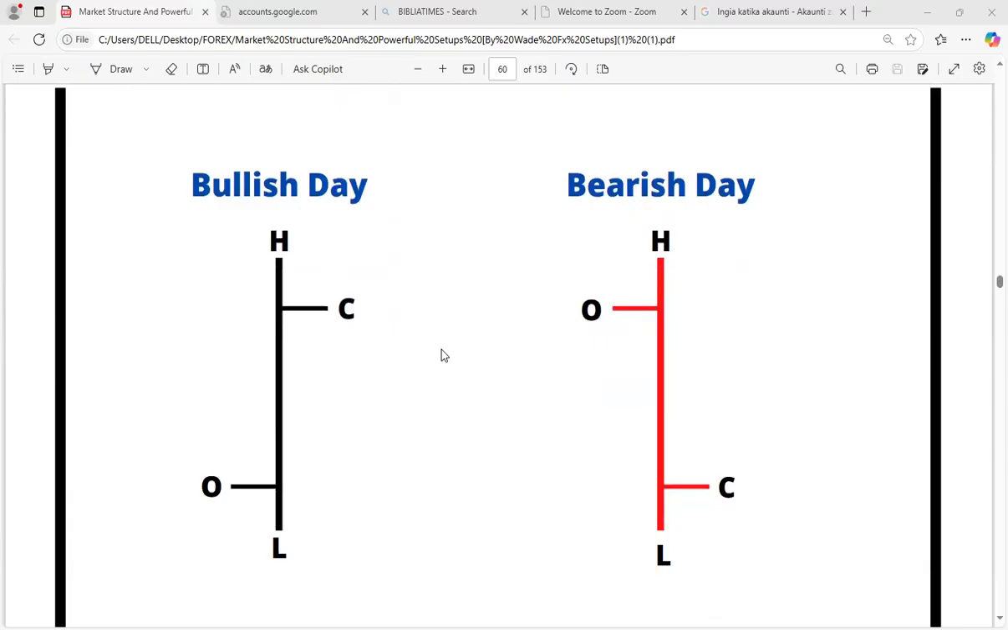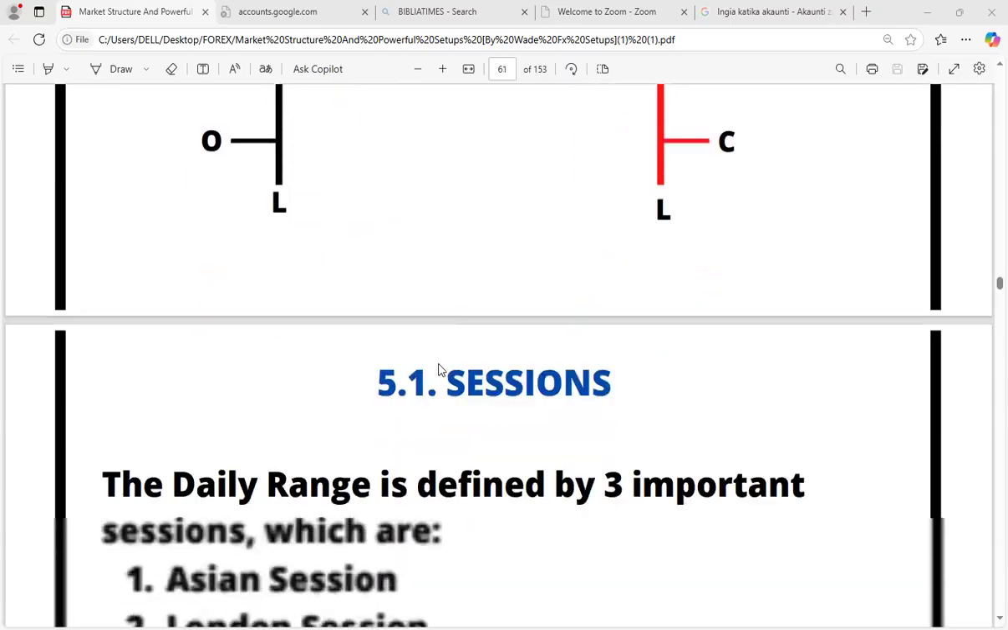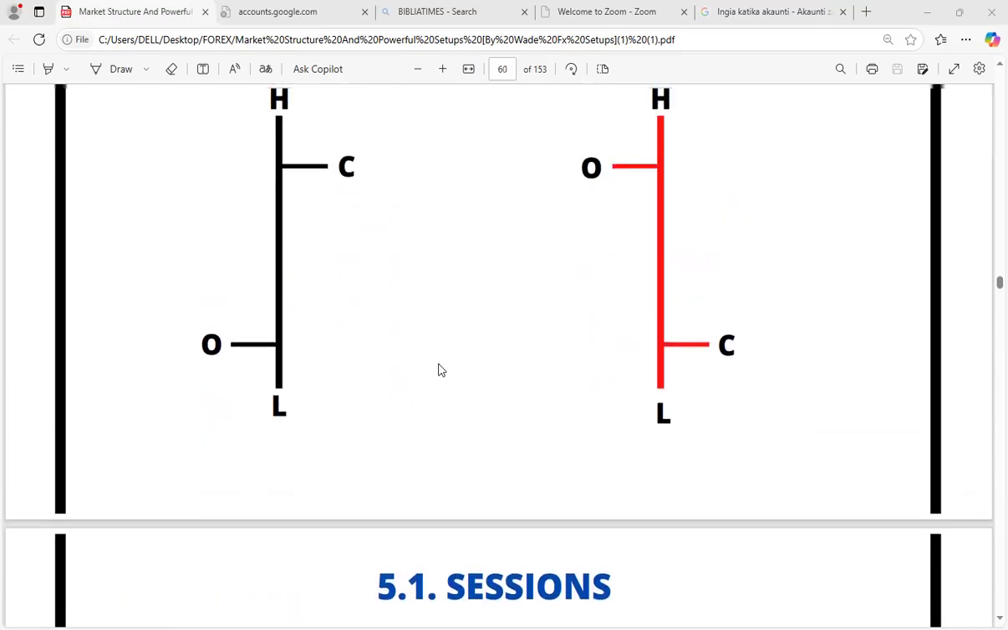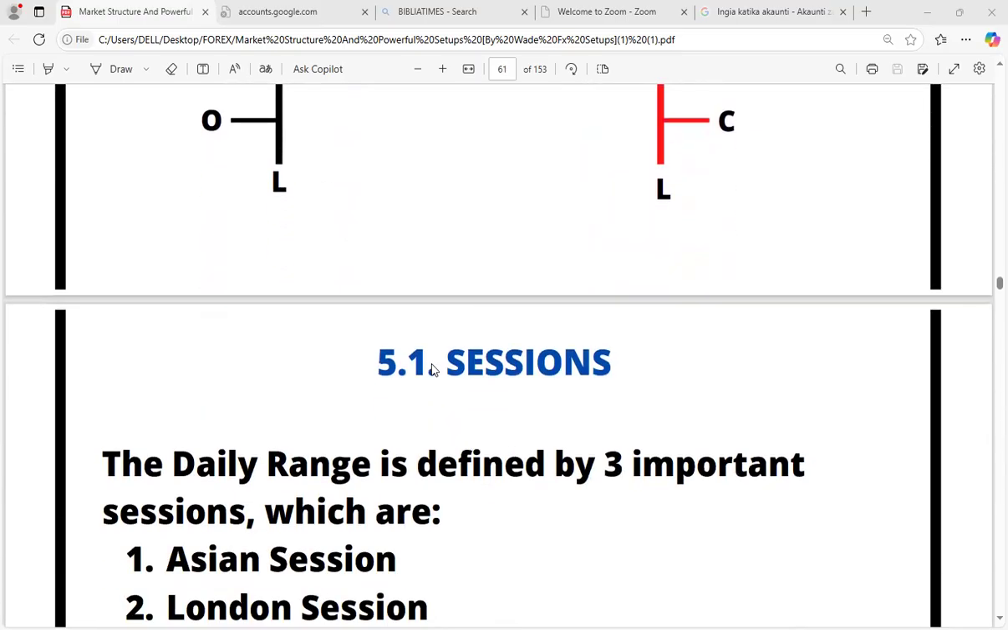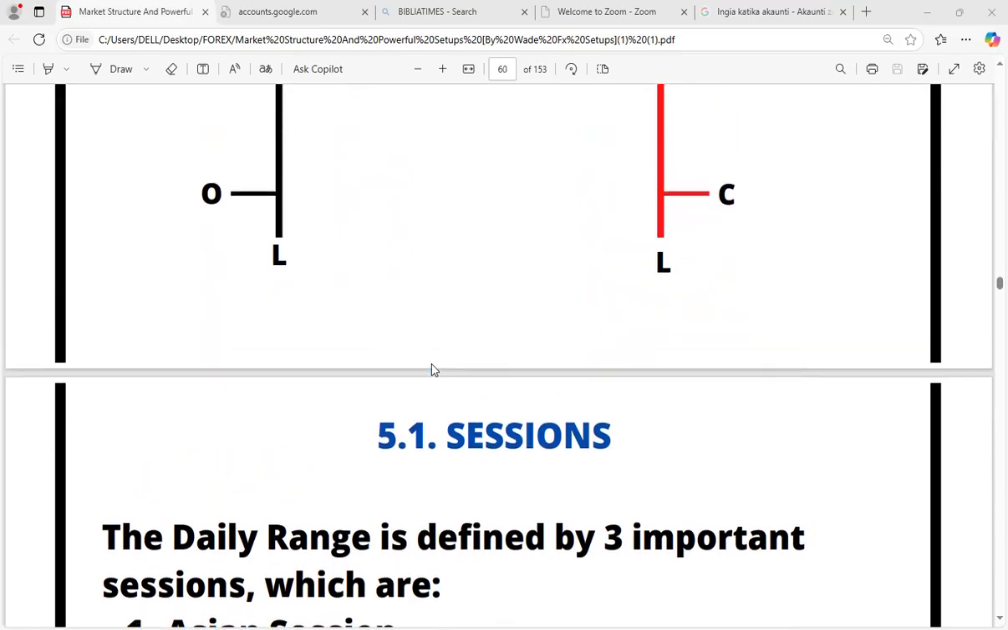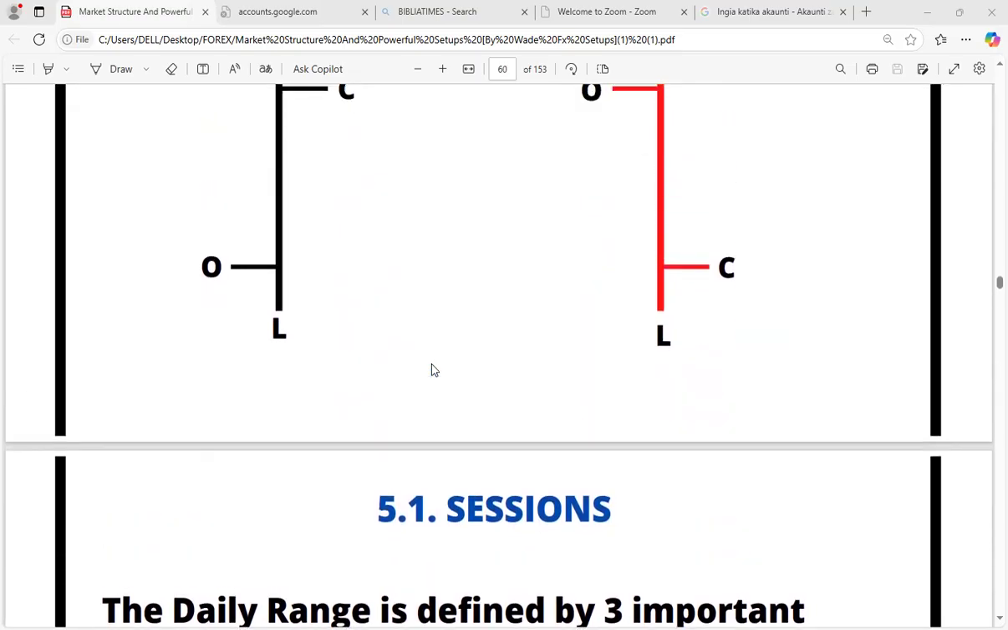So let me show you. This is a bullish day. This is a bearish day. Why? Because of the positions of closing and opening prices. So we always use these concepts when you're trading. Let's go and see how we use these concepts. I will show you in the next video how we use this concept, especially when you're trading.